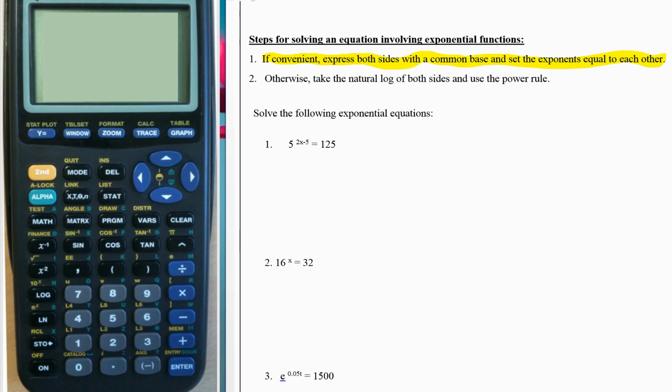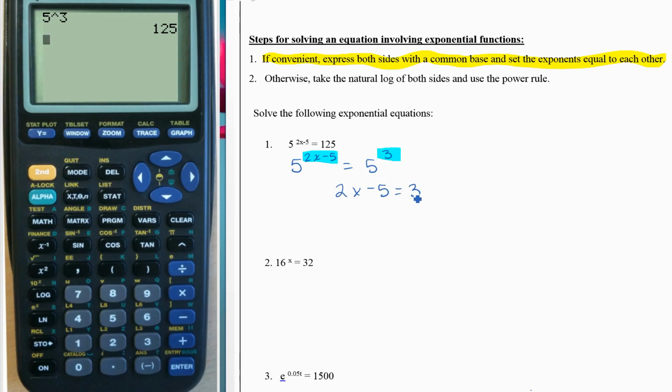So let's look at example number 1 here. Here we have 5 raised to 2x minus 5 equals 125. And 125 happens to be 5 cubed. So if we do 5 cubed, we see that it's 125. So we can rewrite this as 5 raised to 2x minus 5 equals 5 cubed. Since we have the same base on either side, we can now set the exponents equal to each other. So we're going to say 2x minus 5 equals 3.